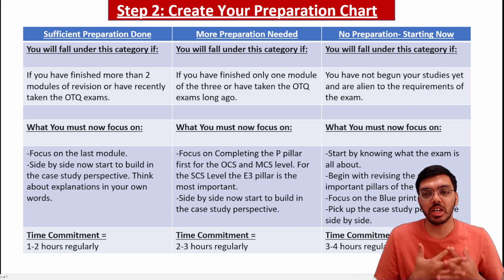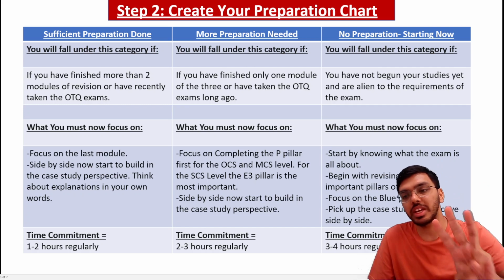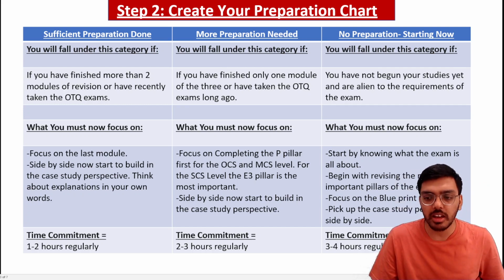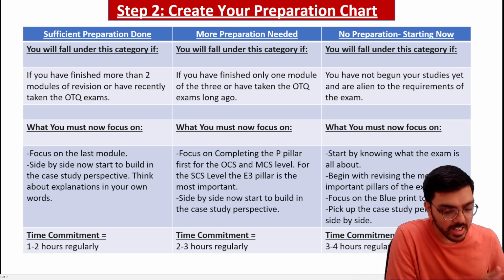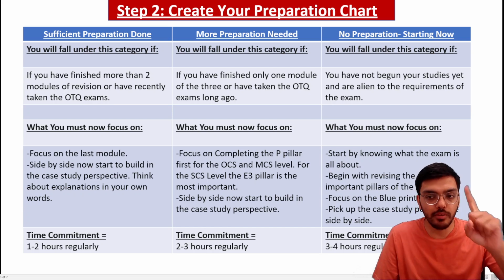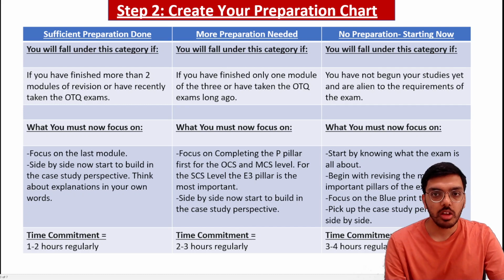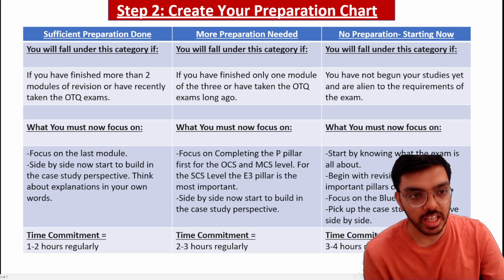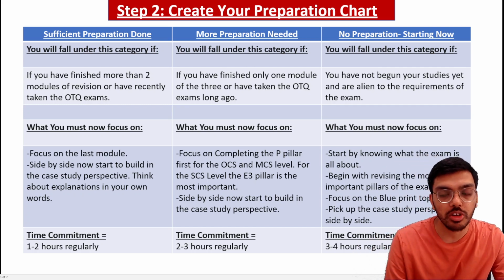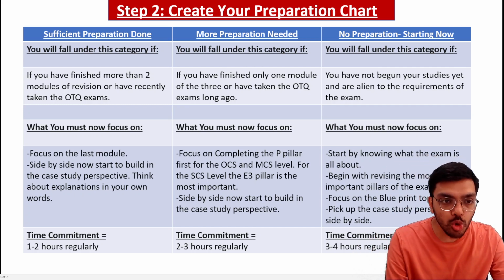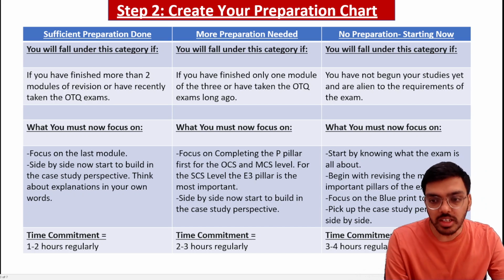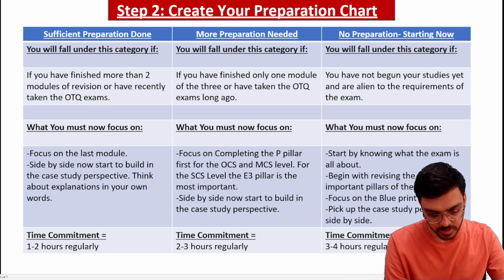Now, we broadly divide students into 3 categories. According to me, students can be divided into 3 categories. First being sufficient preparation done. You will fall into the sufficient prep category if you have finished revision of more than 2 modules or have recently taken the OTQ exams.